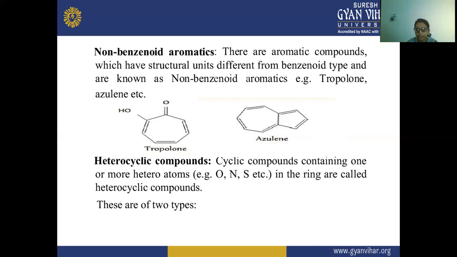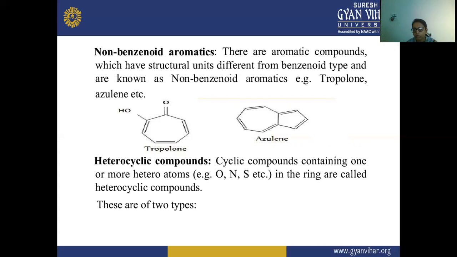Next is your heterocyclic compound. Heterocyclic compounds are cyclic compounds that contain one or more heteroatoms. That is why they are known as heterocyclic compounds. In the heterocyclics, they contain one or more heteroatoms, that is your oxygen, nitrogen, and sulfur.